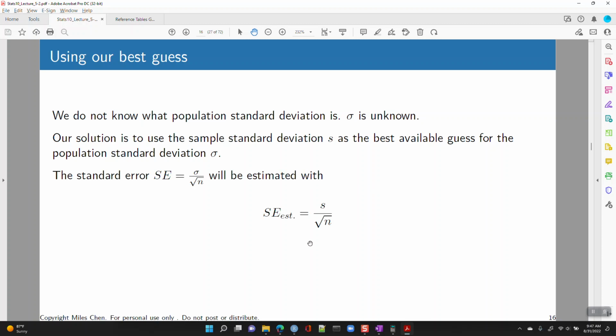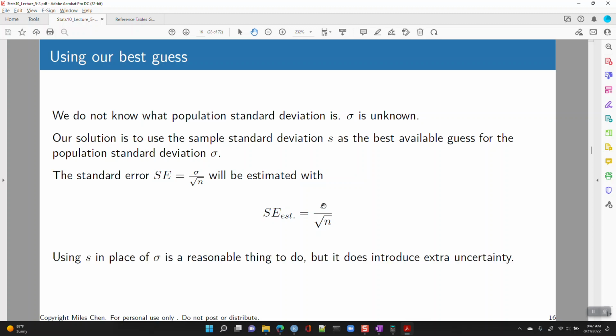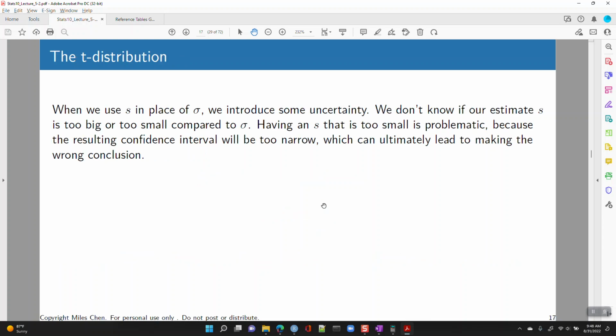And so we're going to estimate the standard error using S divided by the square root of n. So instead of the population standard deviation sigma, we're just going to take the standard deviation of my sample. That seems like a reasonable thing, and it is. The only issue is that it brings in additional uncertainty. Now we're not sure about the standard error that I'm using, because I'm estimating it. Is it too big? Is it too small? There's additional uncertainty, right?